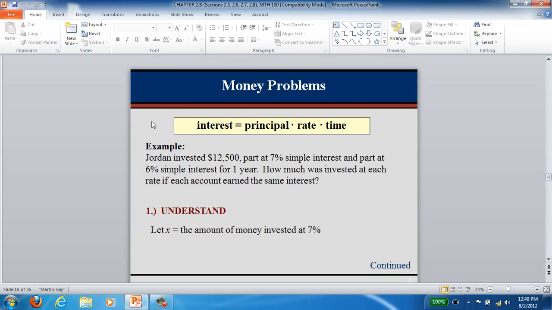Another example is a money problem where your interest equals your principal times your rate times your time. Example, Jordan invested $12,500, part at 7% simple interest and part at 6% simple interest for 1 year. How much was invested at each rate if each account earned the same interest? So let x equals the amount of money invested at 7%.